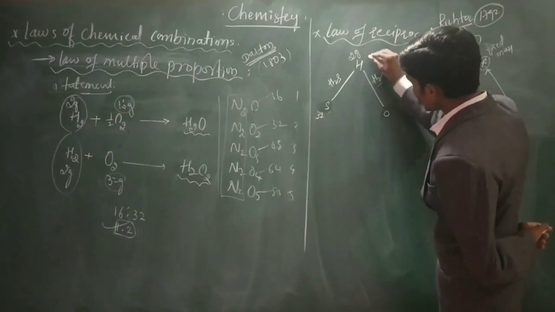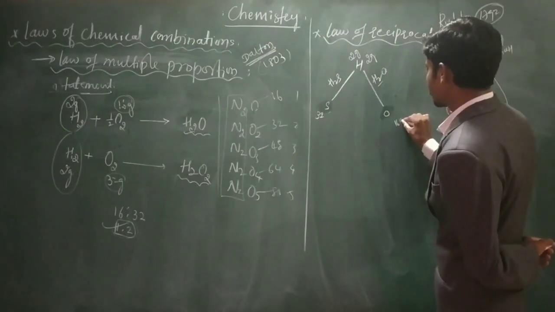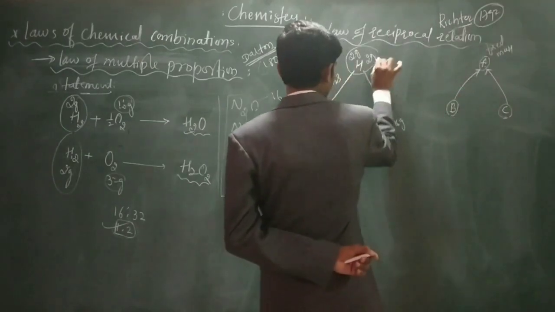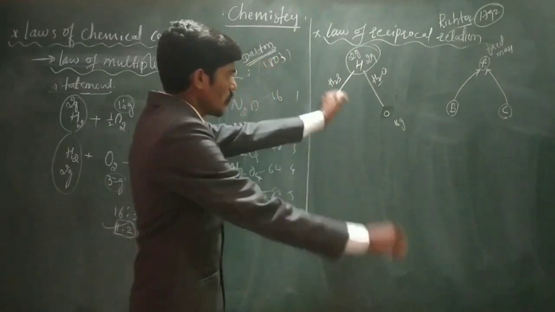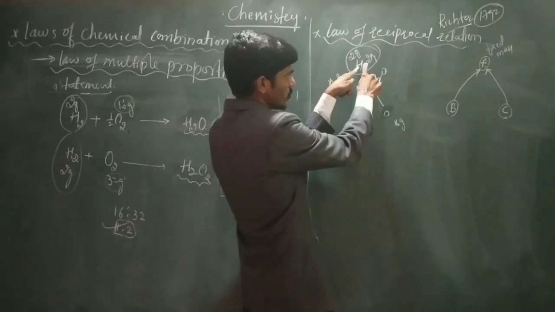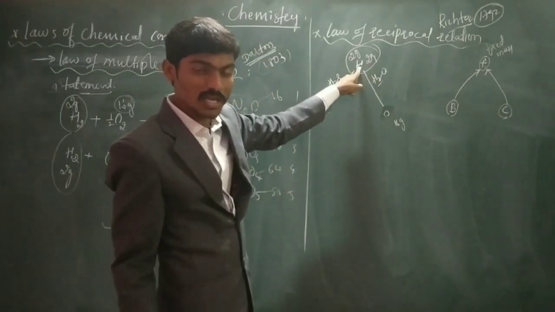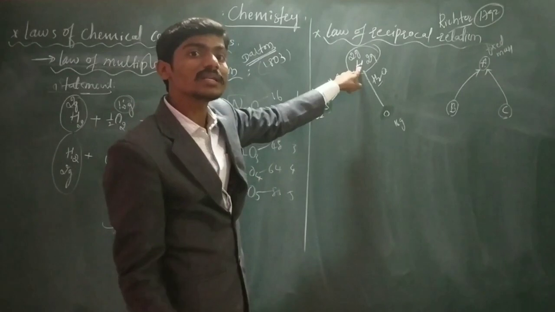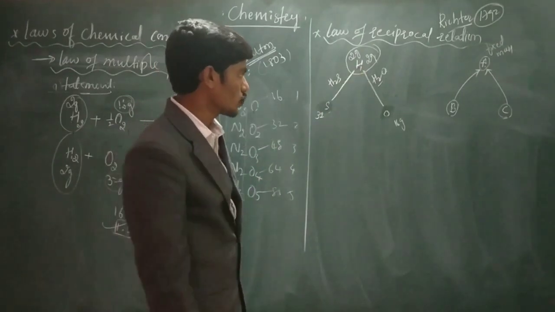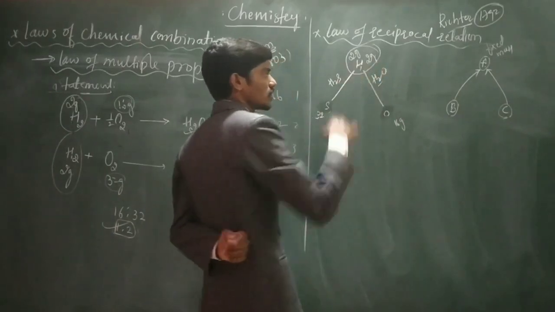वाटर में हाइड्रोजन का मास कितना है? अगेन 2 ग्राम. ऑक्सीजन का मास कितना है? 16 ग्राम. लुक एट दिस, हाइड्रोजन का मास मैंने फिक्स रखा. ठीक है. When two different elements combine with a fixed mass of third element, then they do so in such a way that ये कैसा रिएक्ट होते हैं? The ratios in which they combine with the third element.